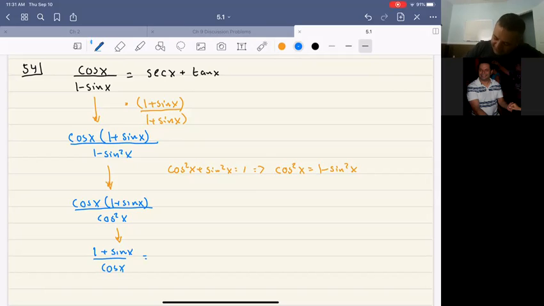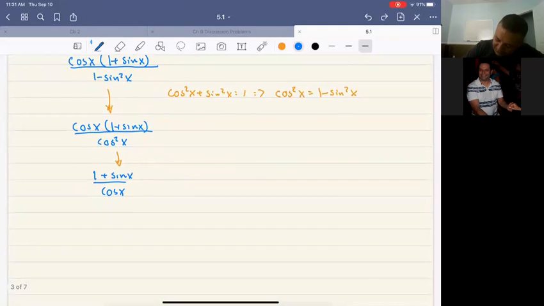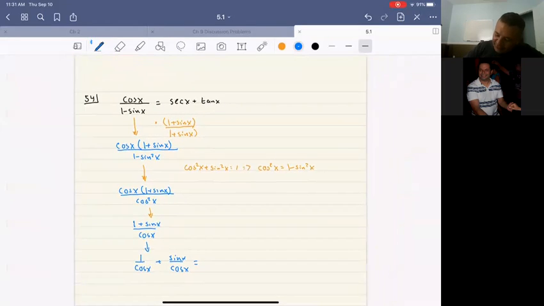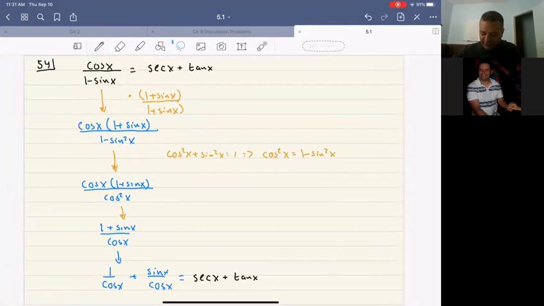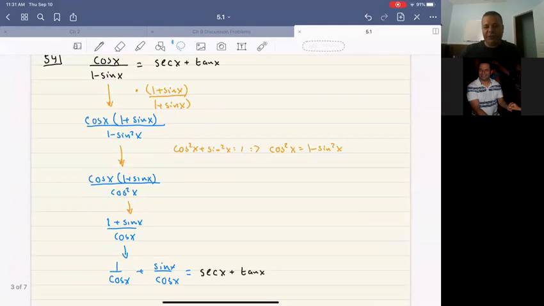And let's do one more step. 1 over cosine x plus sine x over cosine x. And that is our final right-hand side. Okay. All right. Give you guys a second to look that over. Of course, you have pause buttons.